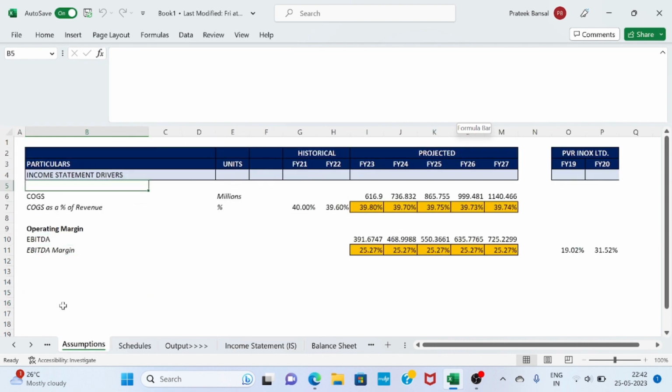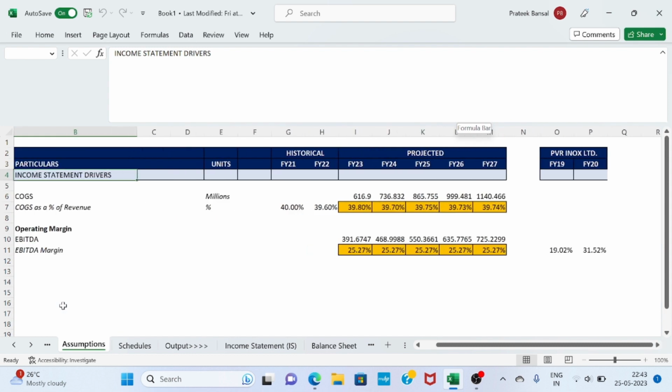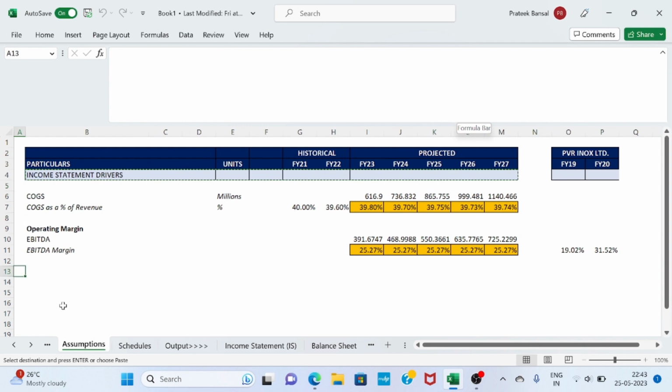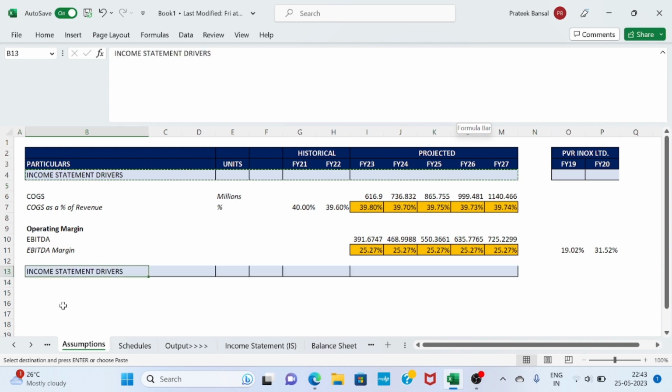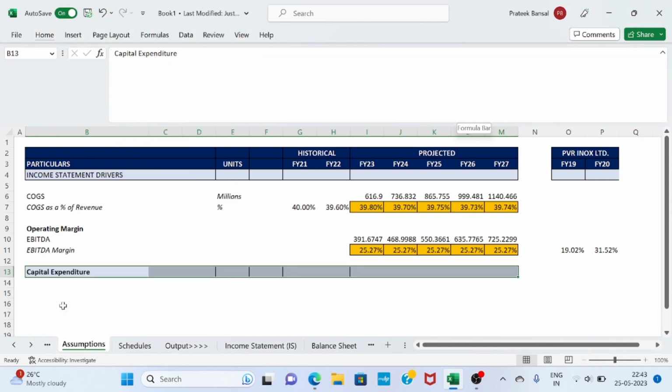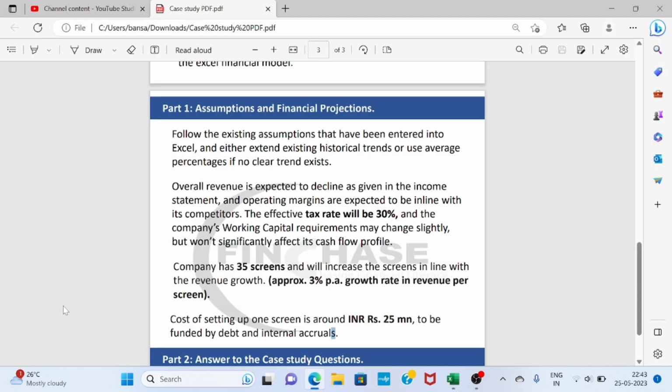First of all, let me copy this line from here, paste it here and write here: capital expenditure. Let's forget about formatting as of now, and we can see how to format once we are done with everything we are here to understand. First of all, I am doing nothing but extracting all the information which is given to us.